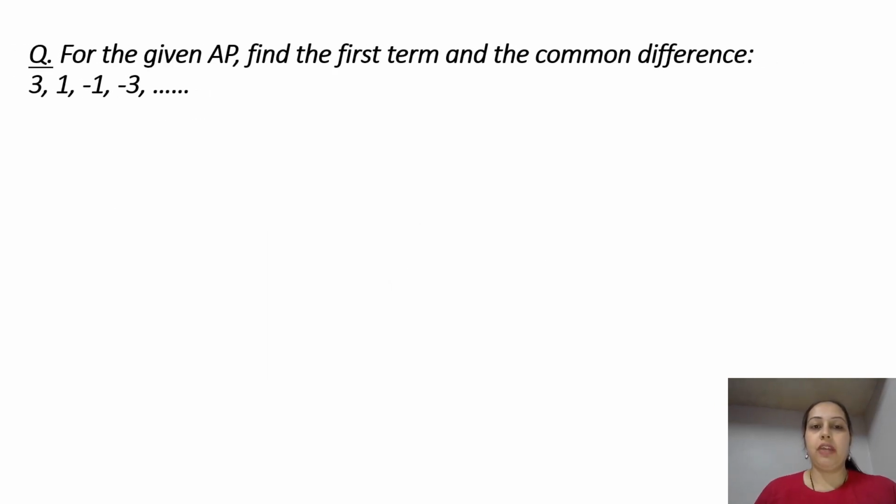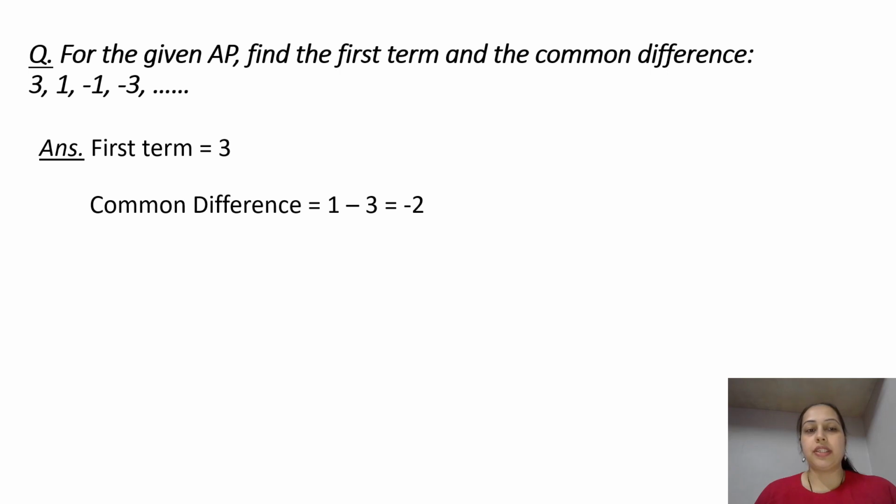For the given AP, find the first term and the common difference. The AP is 3, 1, -1, -3, and so on. So in this case, we can see that the first term is 3. And the common difference is the difference between two consecutive terms. So 1 minus 3, which is -2.